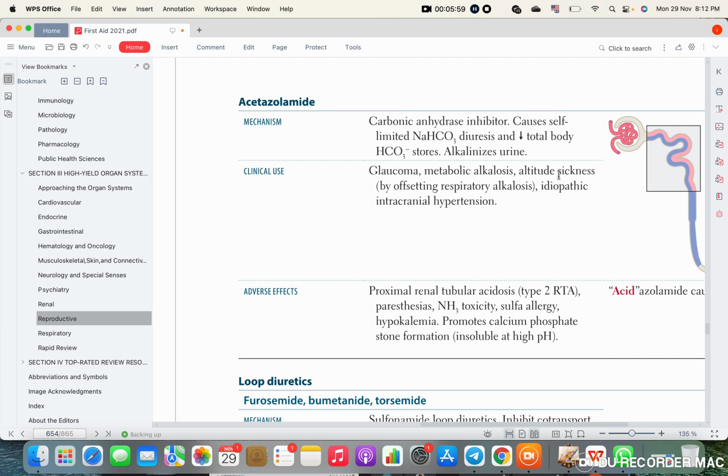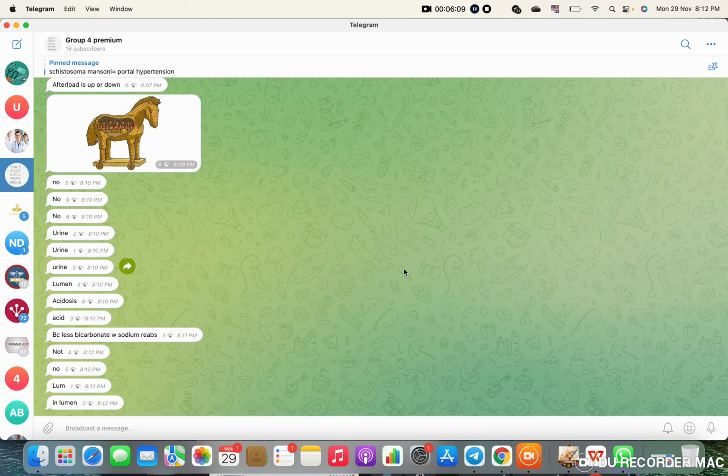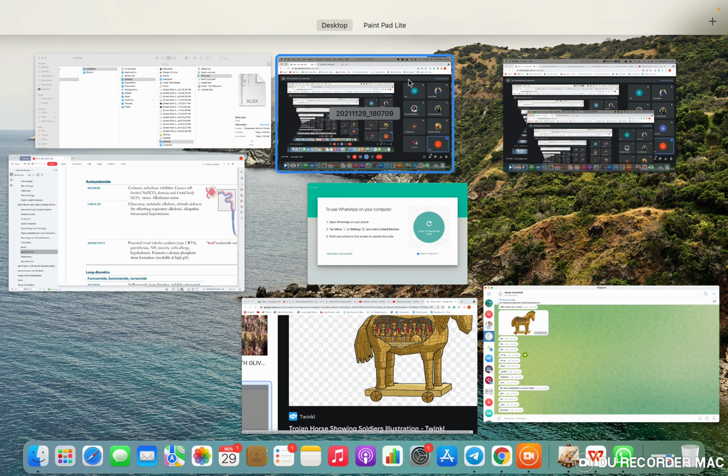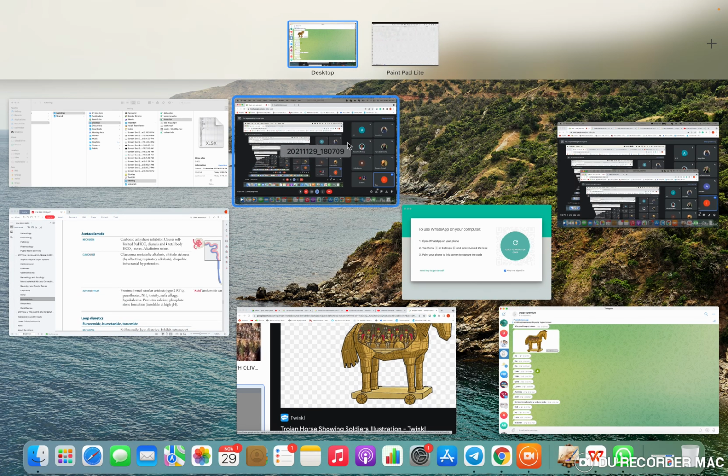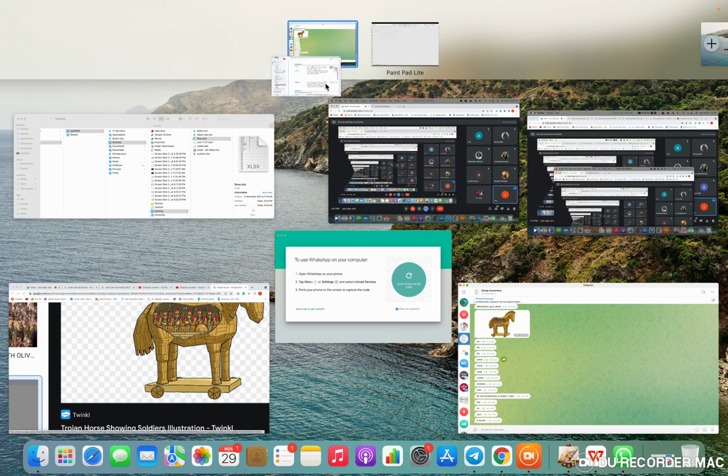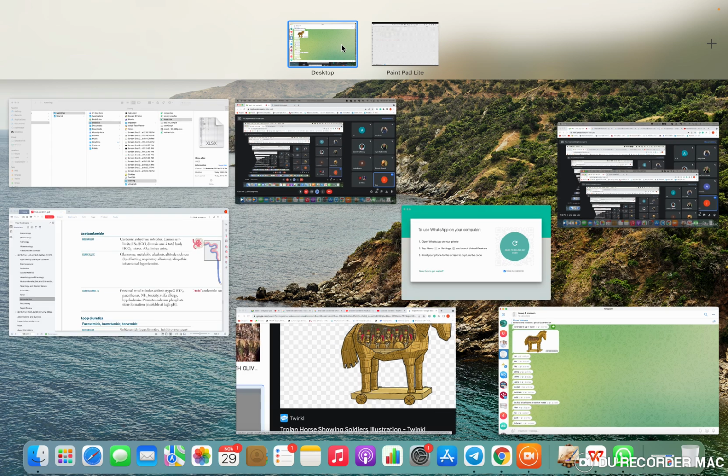We use it for multiple diseases, including glaucoma. Why glaucoma? Because it decreases your intraocular pressure. So, in case of a glaucoma, it decreases your intraocular pressure. And this is not the only thing we use it for. We can use it in other pathologies as well.